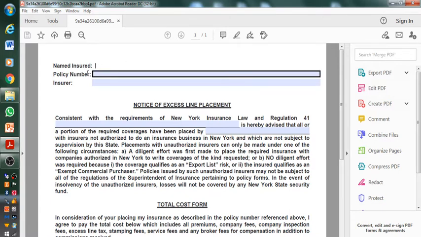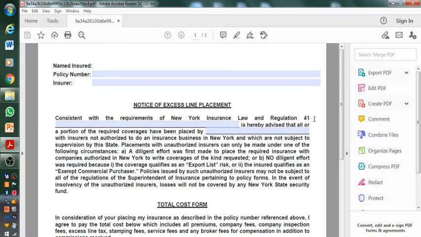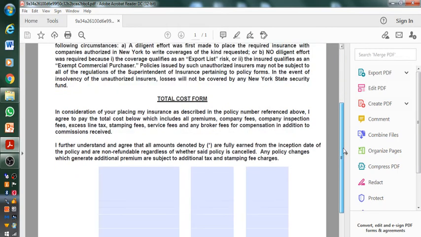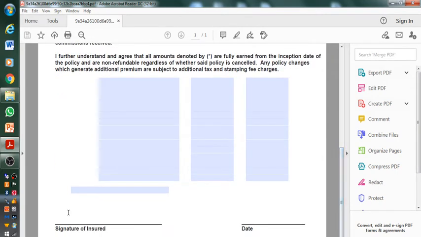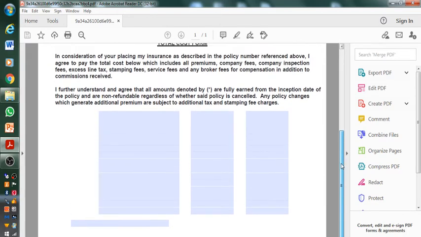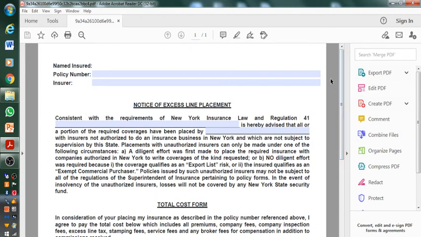Name insured, policy number, insurer, consistent with the requirement of New York State Insurance Law Regulation 41. I, the insurer's name, is hereby advised that all the portion of the required coverage have been placed by whichever company, outside company you're using. Once you do that and everything, and obviously you're letting them know you further understand everything, you sign it and date it, and basically you fill everything out, and that's about it. It's really simple, to be honest with you.